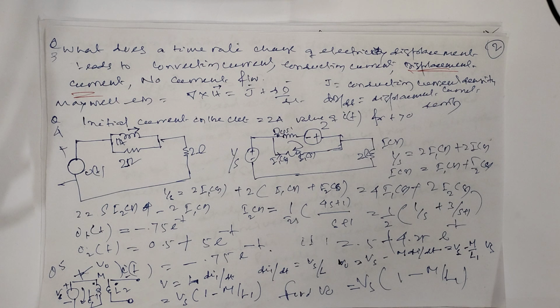In the next one, there is a mutual inductance circuit. So V is equal to Vs minus M by L1.